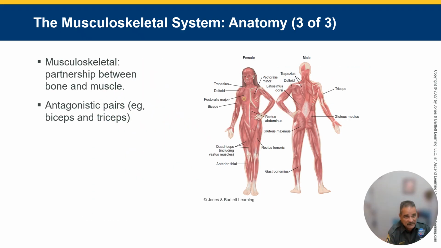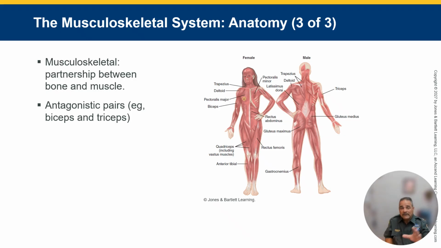All right, so the relationship, musculoskeletal, refers to a partnership between bone and muscle. You've got to have both. You can't have one and not the other. It just doesn't work. Often they function in what we call antagonistic pairs, like biceps and triceps. They work together to make something happen, but they both have to be there for the rotation movement, the abduction, the adduction, those kinds of things. So it's very important. Without the skeletal muscles, the bones won't move.